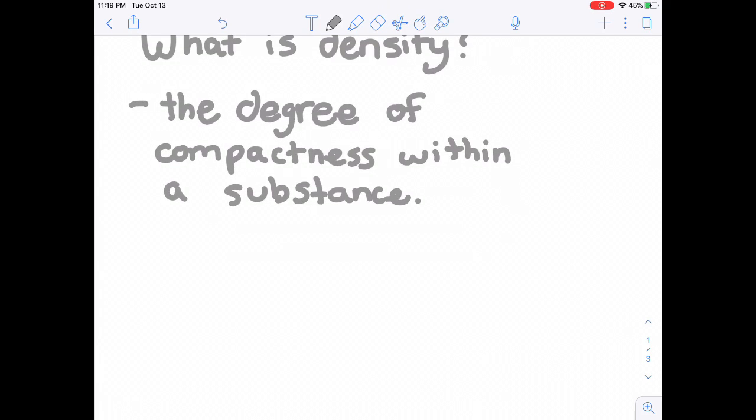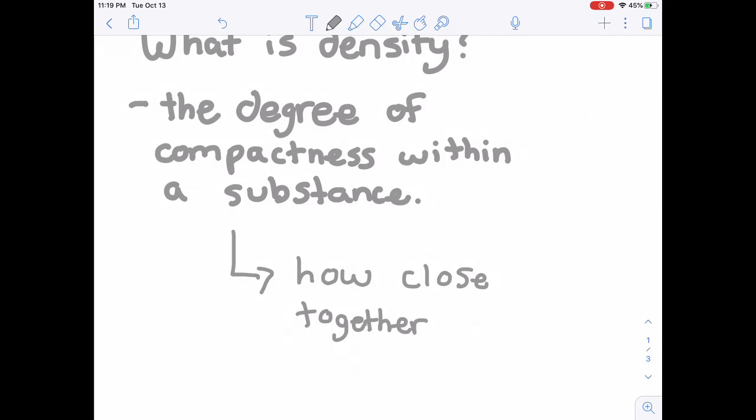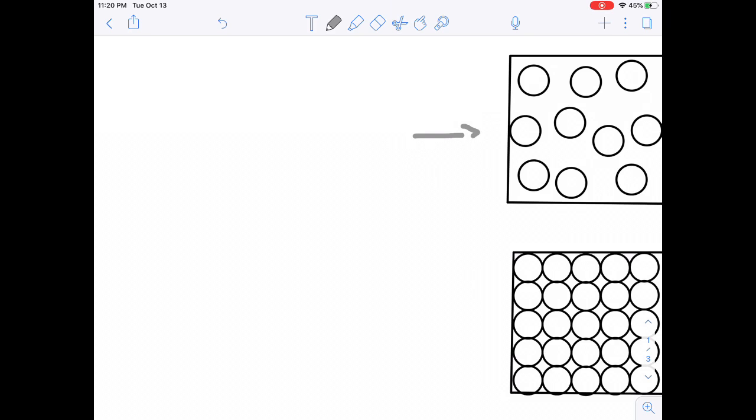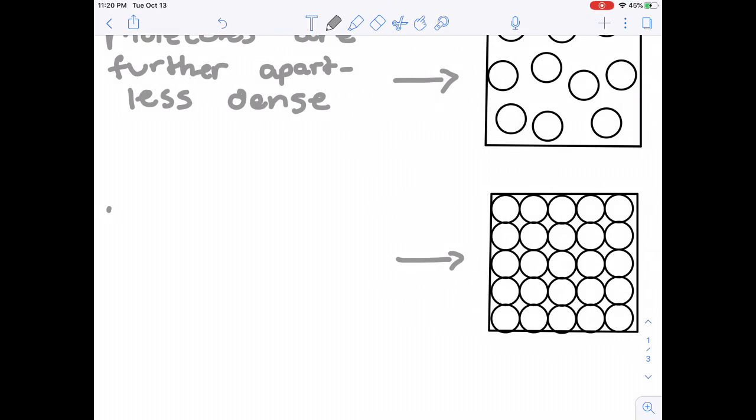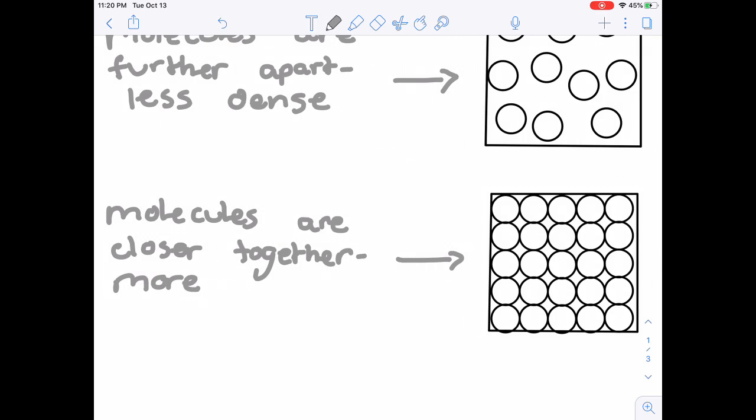So you might be wondering, what exactly does the degree of compactness mean? So compactness of a substance is pretty much just how close together the molecules of a substance are. So over here we have some drawings of more and less dense substances. So in the first one, we can see that the molecules are further apart, meaning that it's less dense. And in the second one, the molecules are much closer together and more packed together, so the object is more dense.